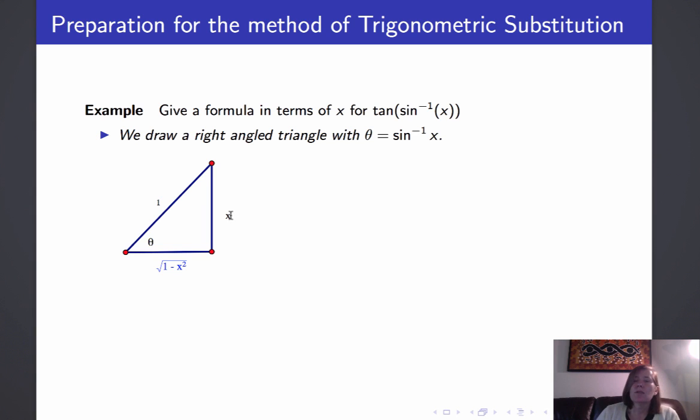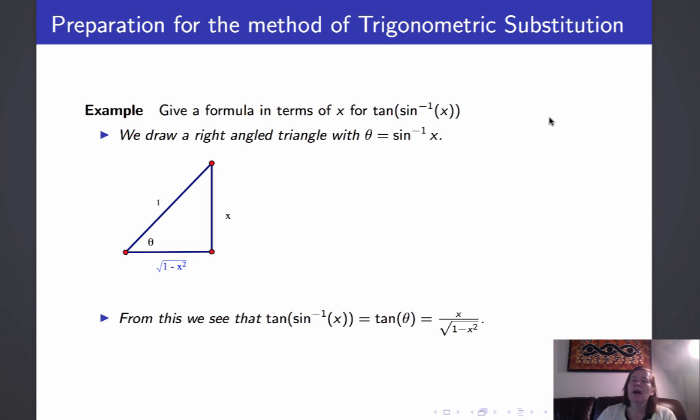So the easiest right-angled triangle to draw is one where we have our angle theta here, and the opposite side has length x, and the hypotenuse has length 1. And of course, once we know the length of two sides of this triangle, by Pythagoras' theorem we know the length of the third. It has to be the square root of 1 minus x squared here.